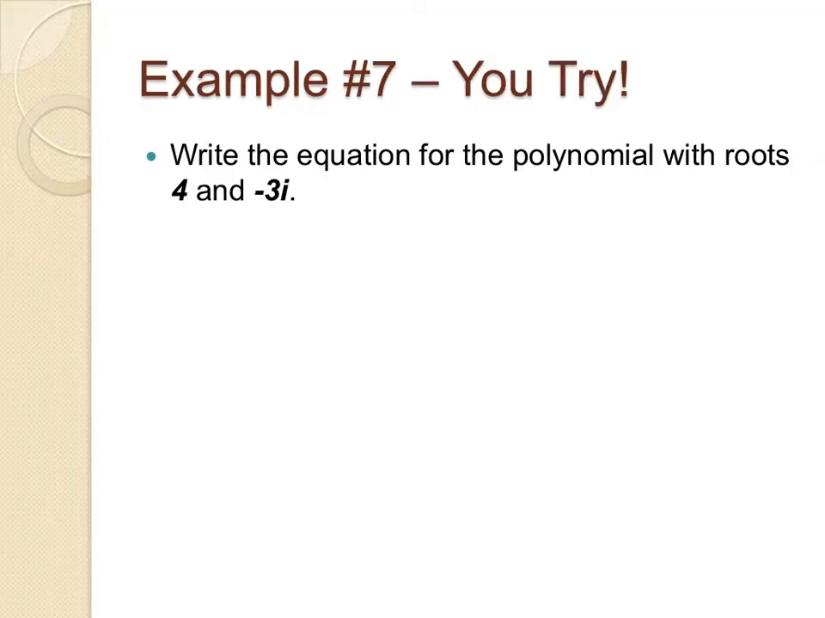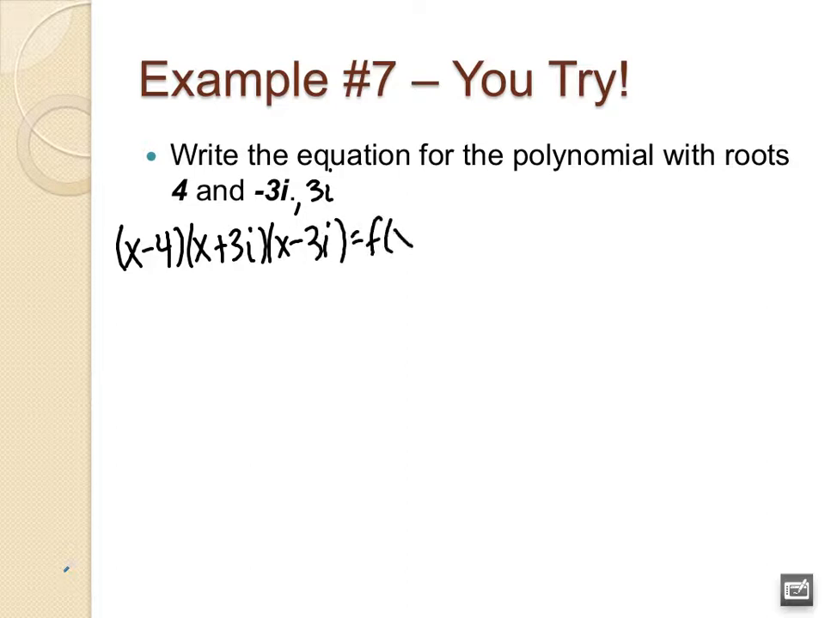Okay, this is our last example. Pause the video, try this one on your own. Okay. So if we have -3i, positive 3i also has to be a 0. So I get x minus 4, x plus 3i, x minus 3i equals f of x. Next, you should have multiplied these two. I'm not going to show you the steps, but when you do, you get x squared add 9. And then you still have this x minus 4.